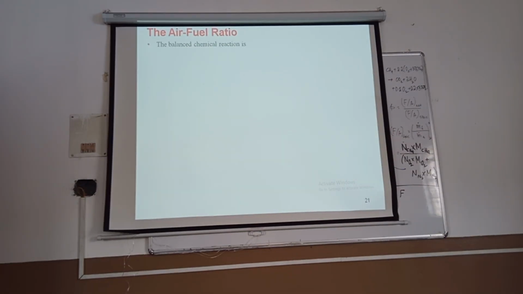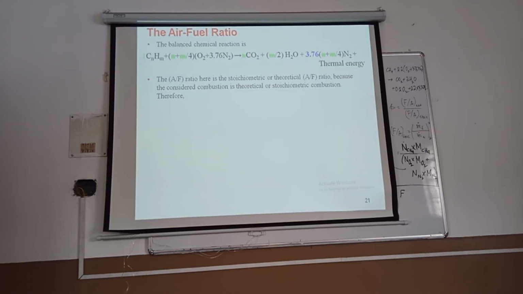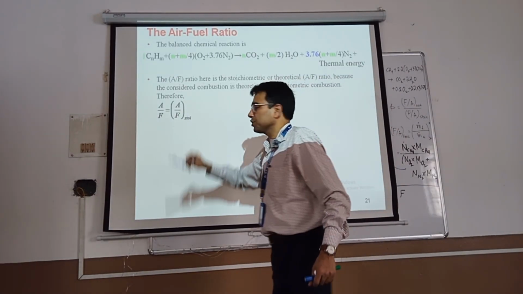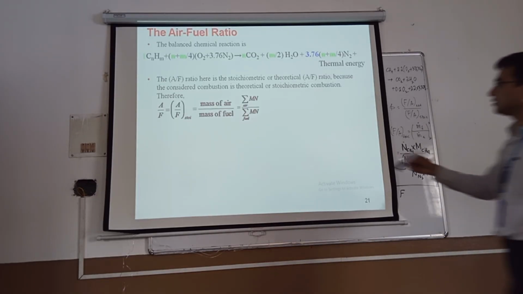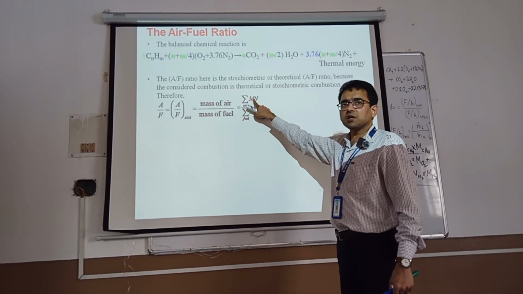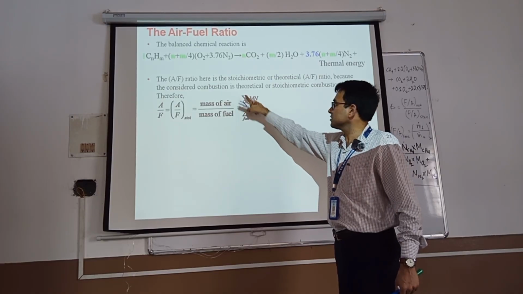So let us calculate that. The balanced chemical reaction, again I am rewriting that reaction in this page. Next, what we do? Air fuel ratio is the stoichiometric or theoretical air fuel ratio because considered combustion is theoretical or stoichiometric. In the last page, I mentioned that was for the stoichiometric or theoretical combustion. Next is air by fuel, that is mass of air by mass of fuel stoichiometric. Now what is that? Air means whatever number of constituents are there, oxygen, nitrogen, etc., summation of that.